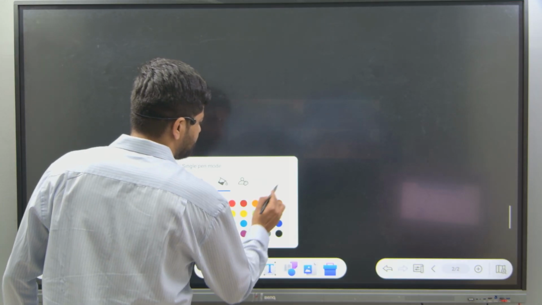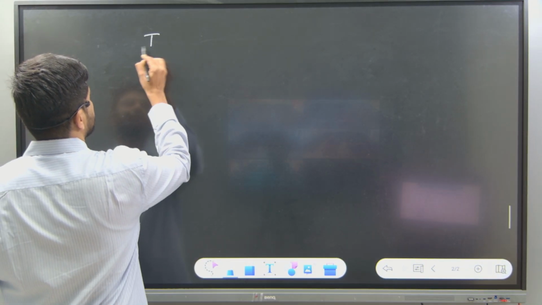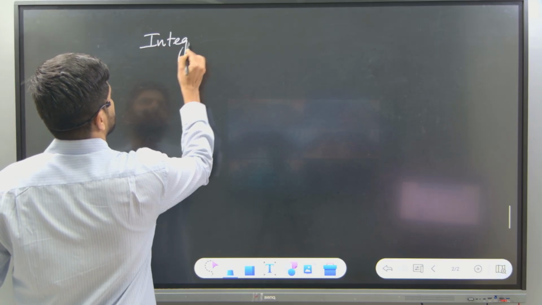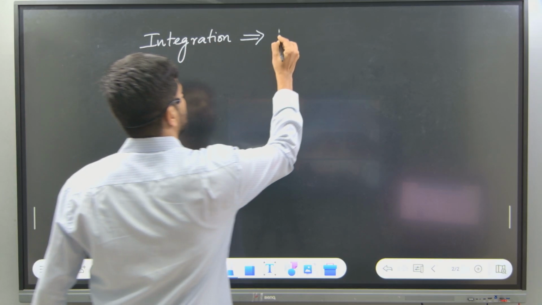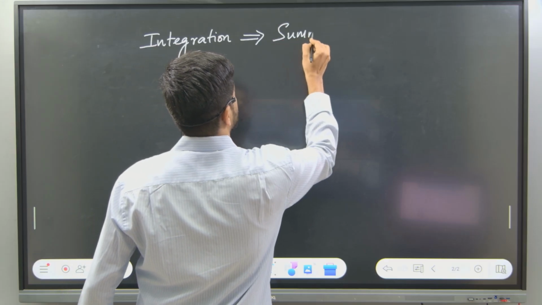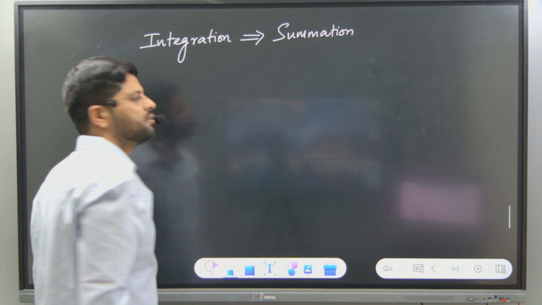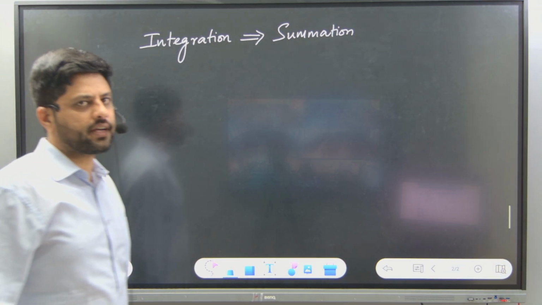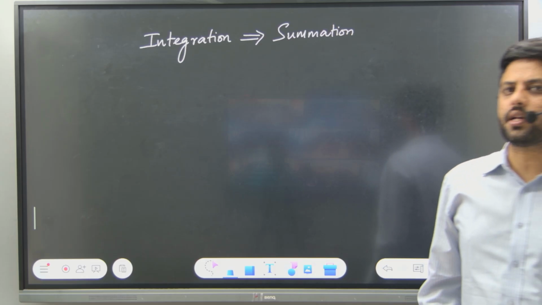Now, see here, integration is nothing but summation. Integration is equivalent to summation. What is summation? What do you mean by summation? Anyone? Addition, correct. Summation is nothing but something to do with addition.